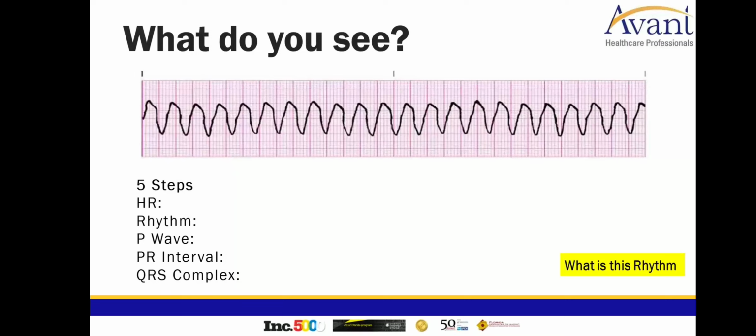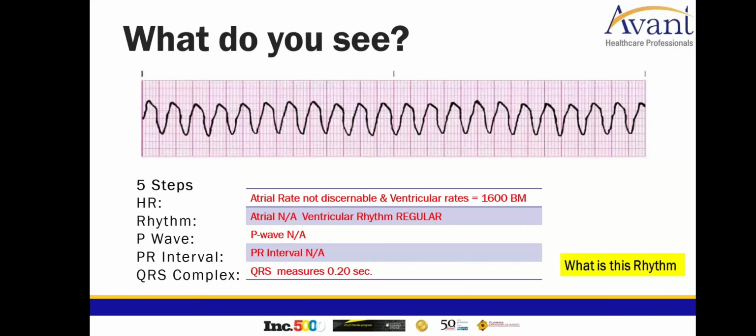What do you see? Okay, so what we're seeing is we have no atrial activity going on at all. All these are is a whole bunch of PVCs all in a row. These are all ventricular beats, all coming from the ventricles. They're wide and bizarre. We can count them out. We have a ventricular rate. It's supposed to be 160, not 1600. That's a typo there. So it's pretty fast. It's all ventricular.